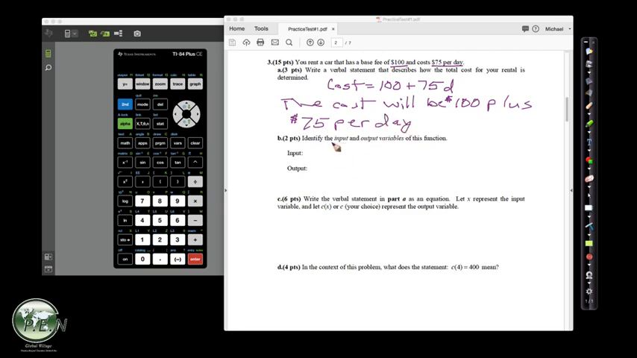Then they want us to say what is the input and the output variable? The input is how many days we rent it for, which is a time function. Time in days. We'll put the units and what it is. The output is simply going to be the cost. How much did it cost us in dollars?